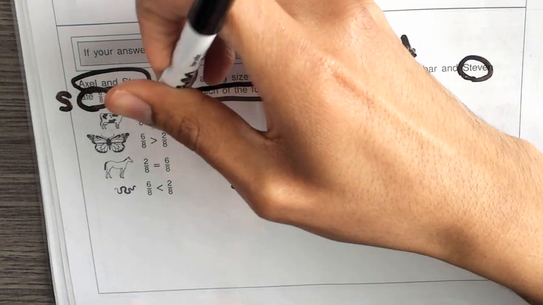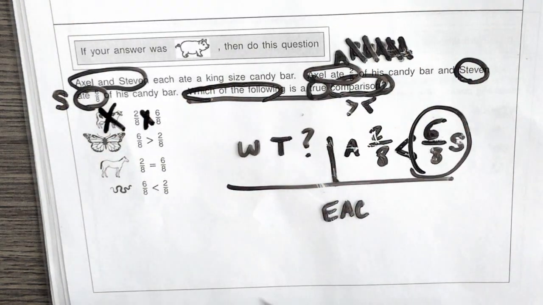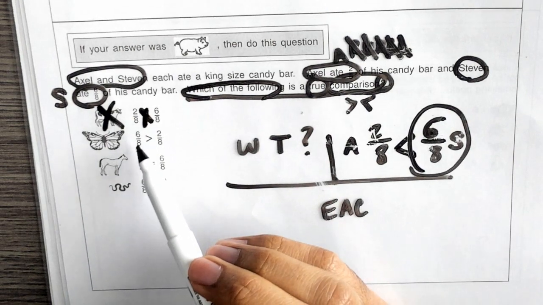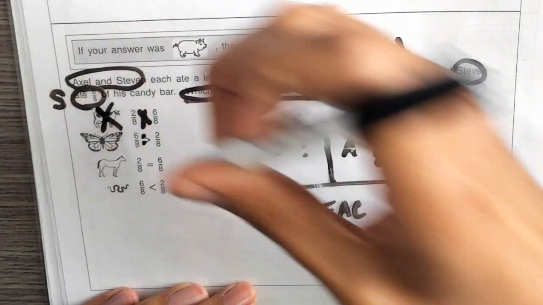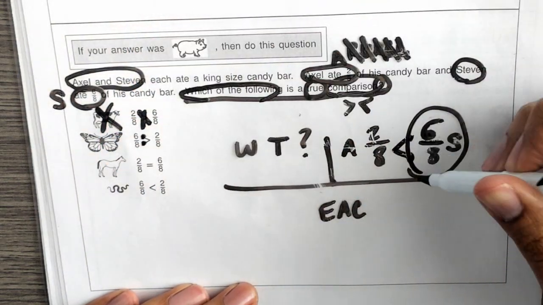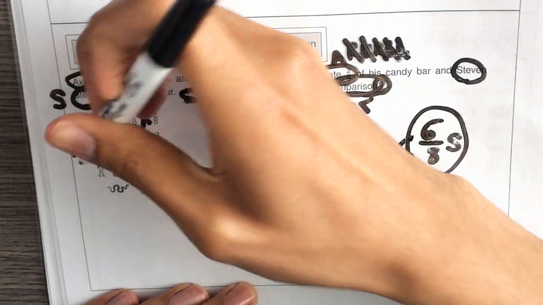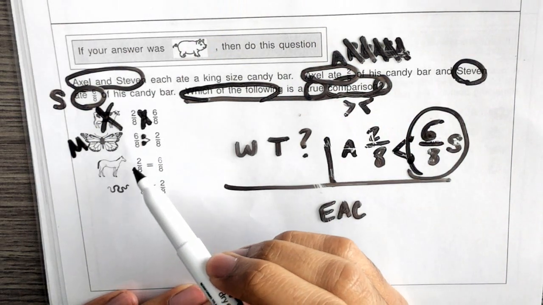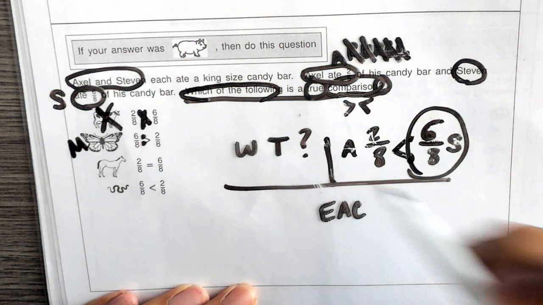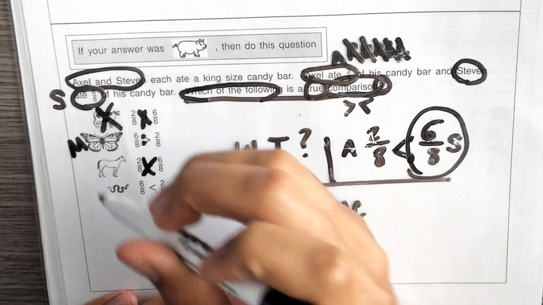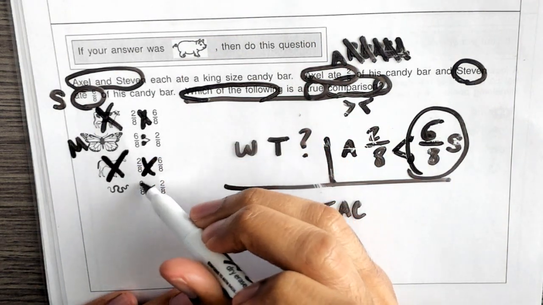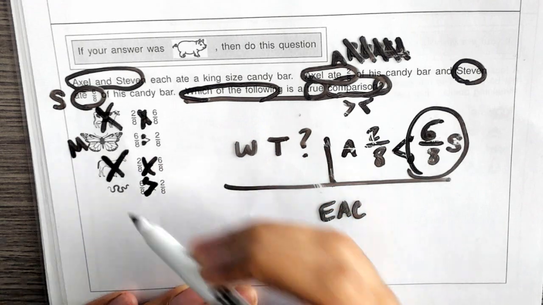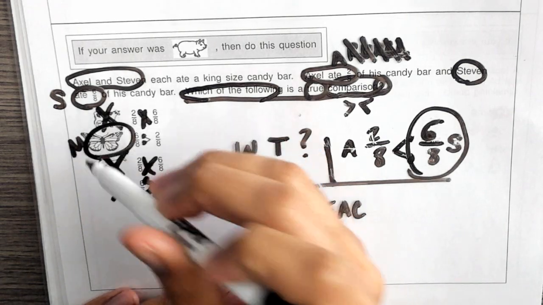Well, that's not true. The symbol's pointing the wrong way. The next one says 6/8 is greater than 2/8. Yes, because it does have the biggest number of dots, just like our 6/8 does. So that's a maybe. The next answer choice says that they're equal. That's not true. 6/8 was bigger. And this one says that 2/8 is bigger, but that's not true. The 6/8 gets the greater number of dots. So our answer is the butterfly.